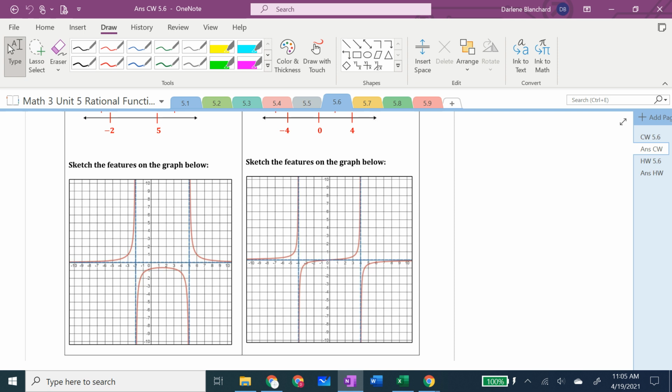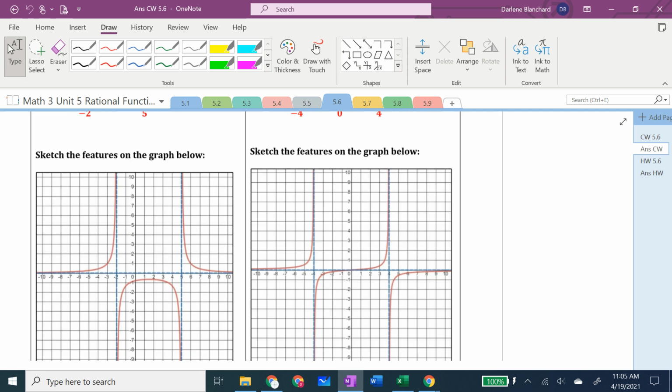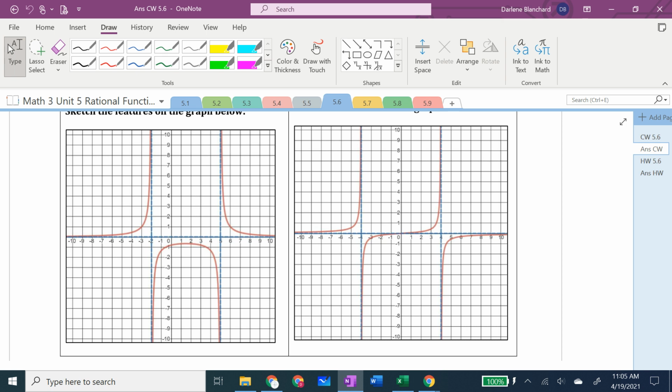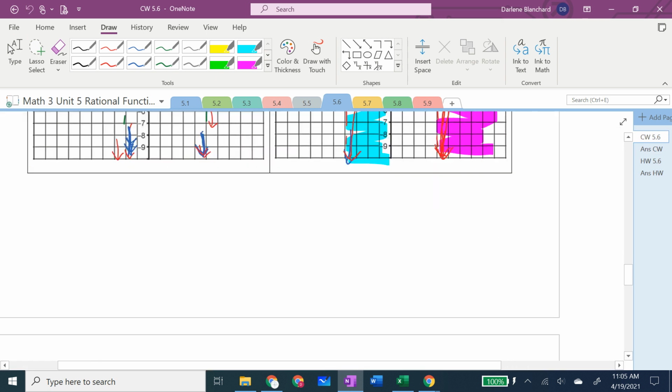That's what they officially look like. But I'm not expecting perfection. I'm expecting that you know where your vertical asymptotes are, you know where your horizontal asymptote is, and you know where the exact graph exists, more like in quadrants. So I'm existing in this quadrant, and then I'm existing in this quadrant and this quadrant, and then this quadrant. And just have graphs that are in those sections.